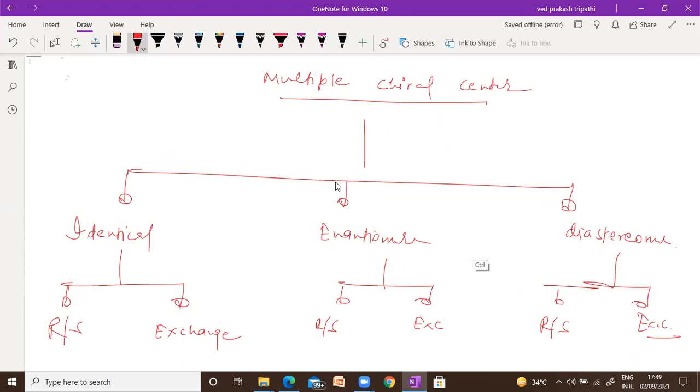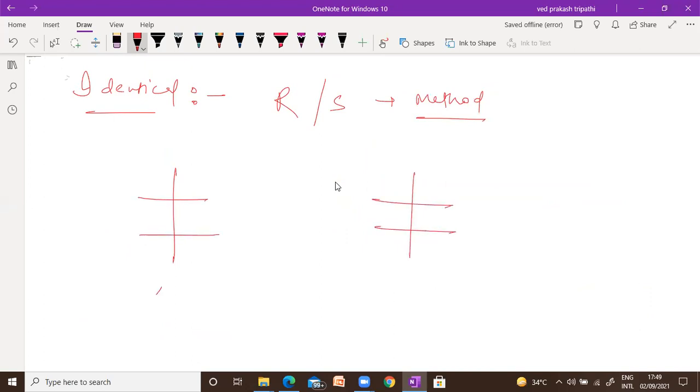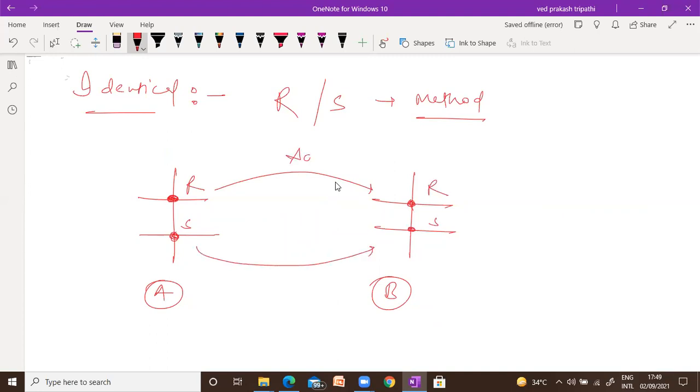Okay. Now I am going to discuss R and S method in identical. Suppose you have a compound A and compound B. If this center is R and this is S, then in B, this center should be the same, R, and this center should also be the same, S. Then we can say this is identical. Any doubt?